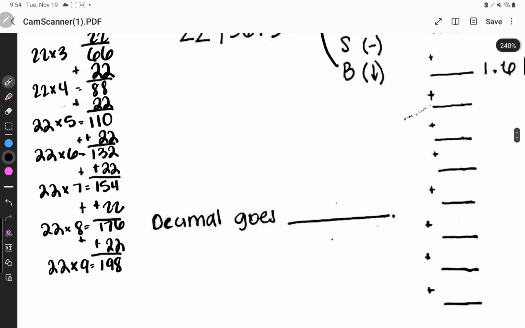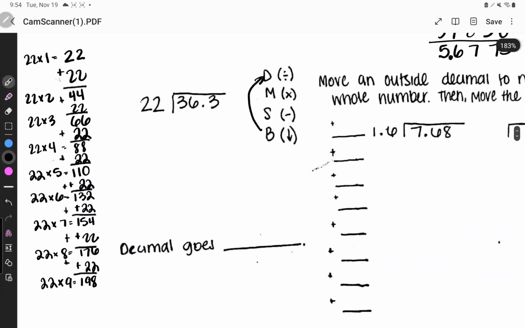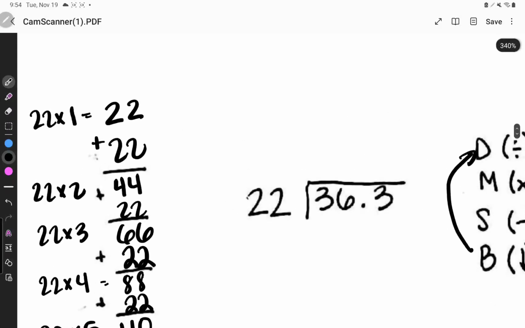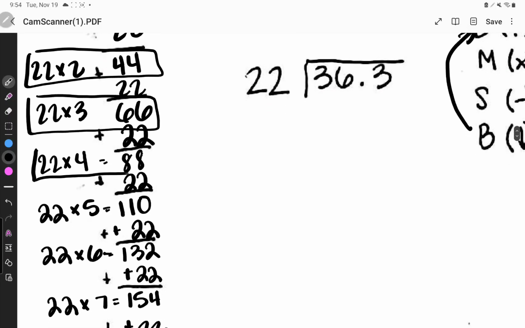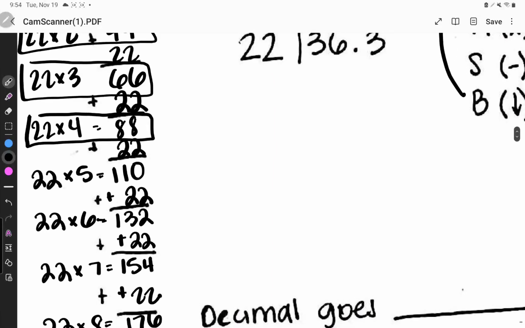Okay. So you should have something that looks like this. If you need to pause for a second, you can. What I'm going to do now is box these so that I can quickly find them. And I only go to 9 because you can only put numbers 1 through 9 up at the top when you're doing long division.